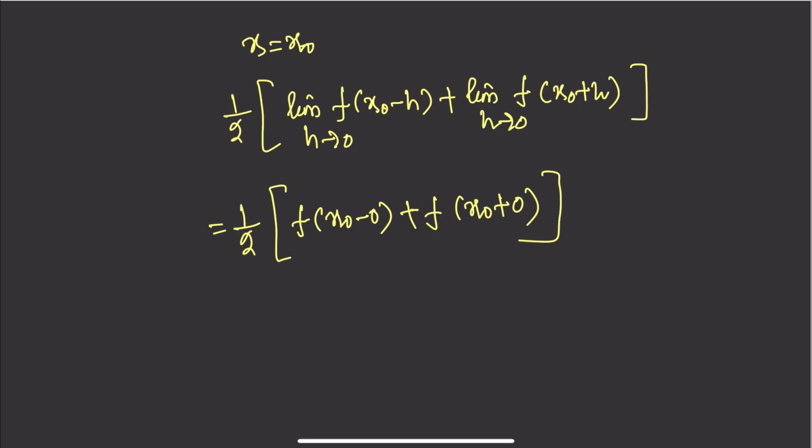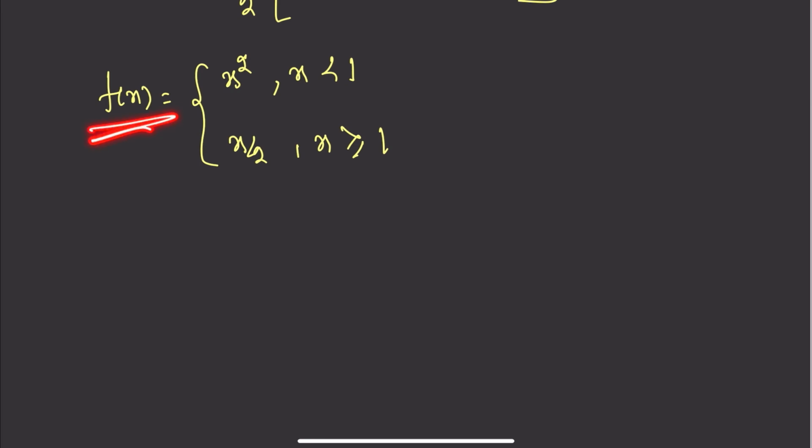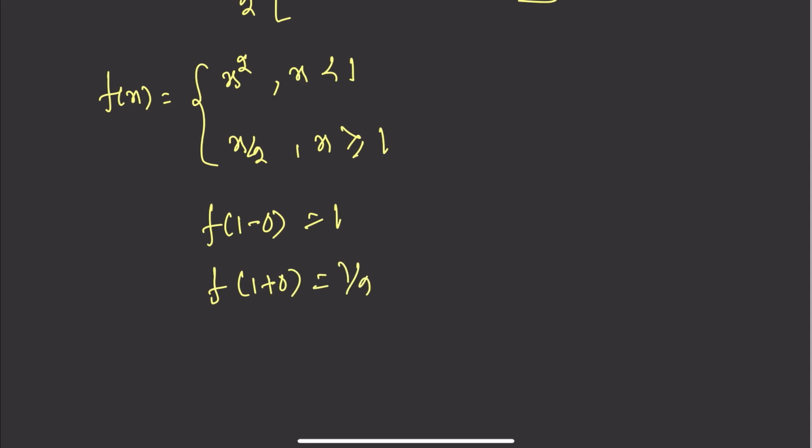Okay, for example, f of x equals x square when x is less than 1 and x by 2 when x is greater than or equal to 1. This is a discontinuous function and the point of discontinuity is 1. So for this function, the left hand limit is, and the right hand limit is. Okay.